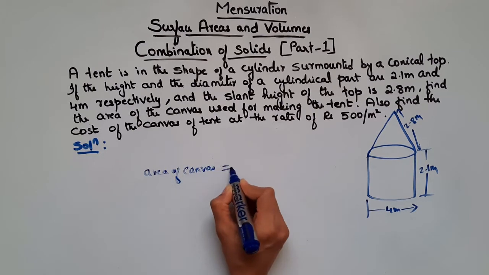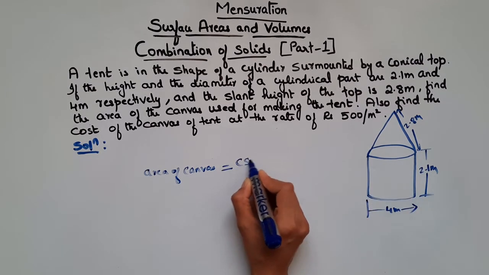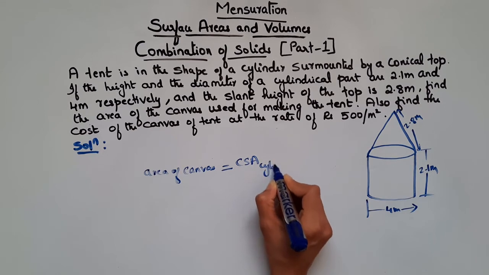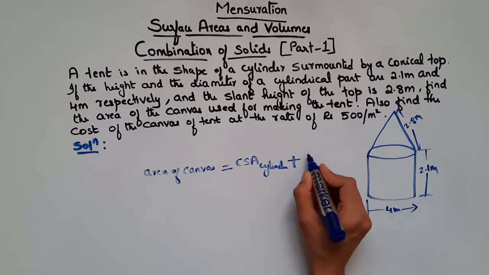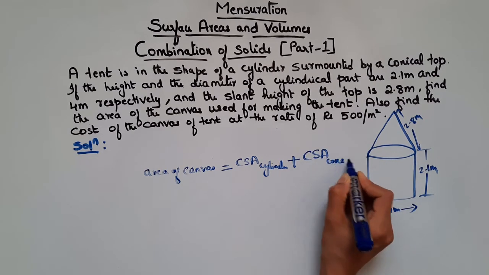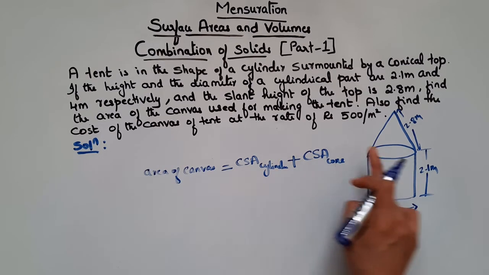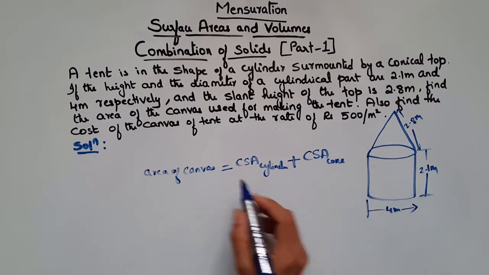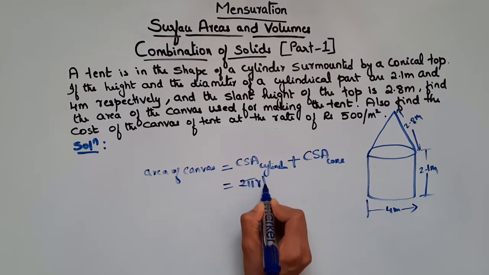So the area of canvas required is equal to curved surface area of the cylinder plus curved surface area of the cone. So this sum will give you the area of the canvas required to make this tent, right? Now what is the curved surface area of the cylinder? Curved surface area of the cylinder is nothing but 2 pi RH, right?